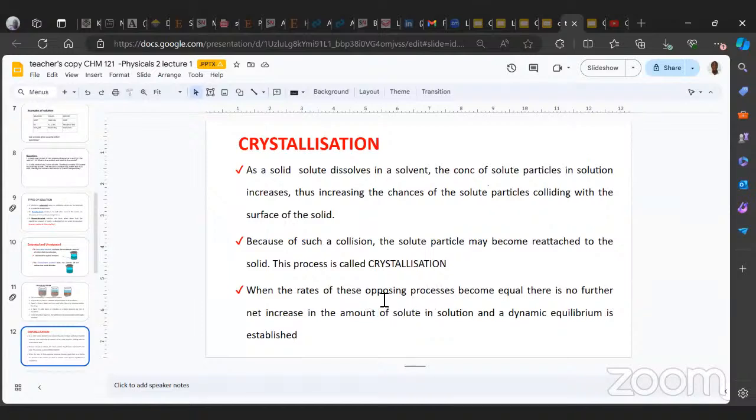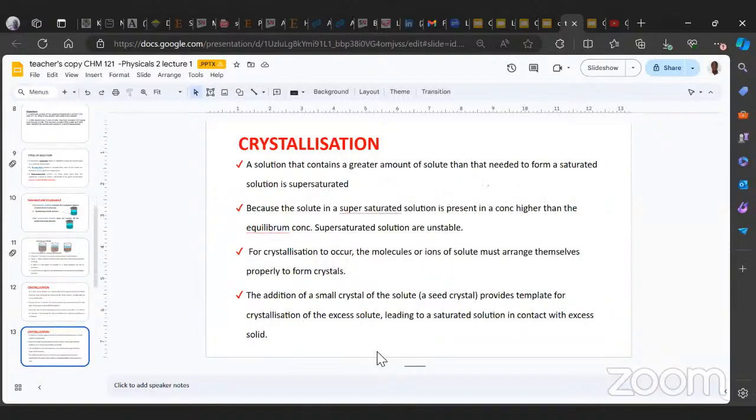The point comes when the rates of the opposing processes become equal, there is no further net increase in the amount of solute in the solution, and a dynamic equilibrium is obtained. So a point comes where, as you add the solutes, they collide with each other and attach and deposit. When the solvent can no longer dissolve the solute, we say it's saturated. We say we have a saturated solution. And at that point, when they collide, they begin to deposit. We say we now have a supersaturated solution.